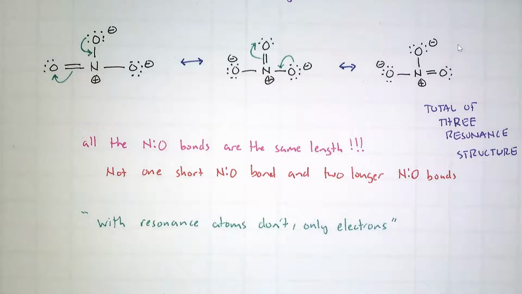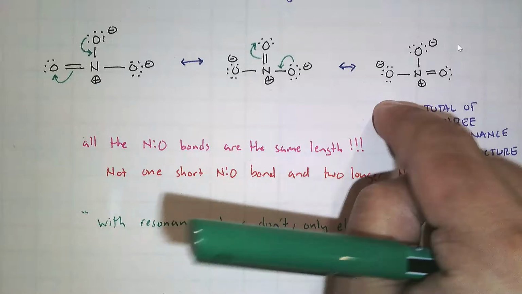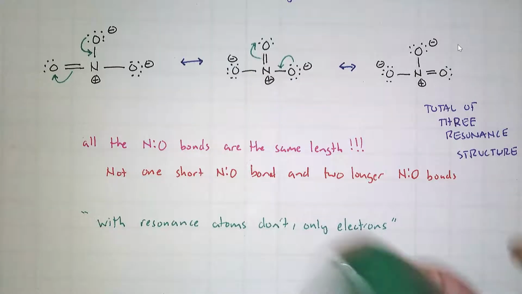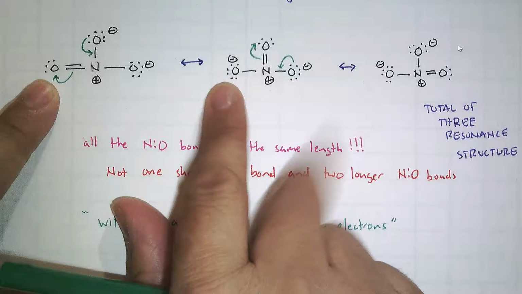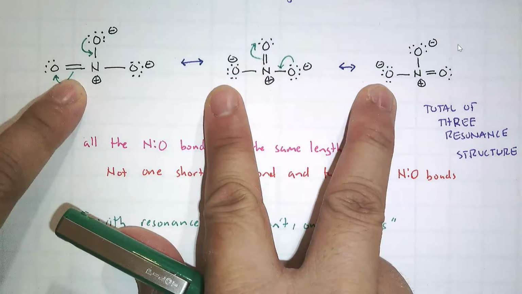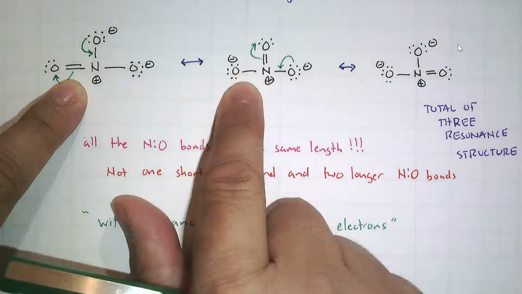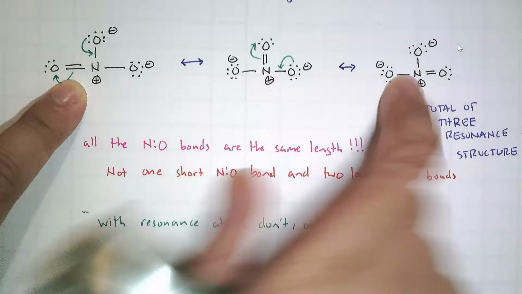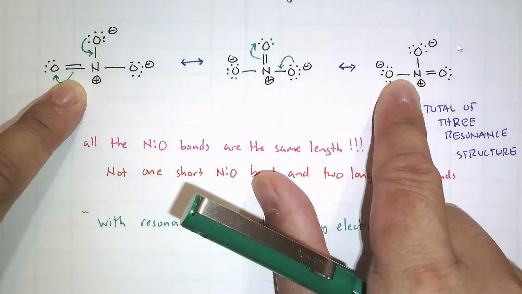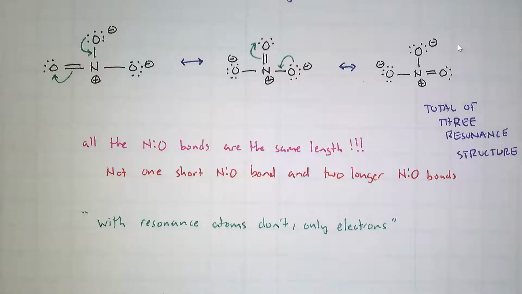So this is not as easy as saying the NO bond is 1.5, because let's keep an eye on the oxygen on the left. Okay? In one situation, it's a double bond. In another situation, it's a single bond. In a third situation, it's a single bond. Okay? Now think about what's happening.